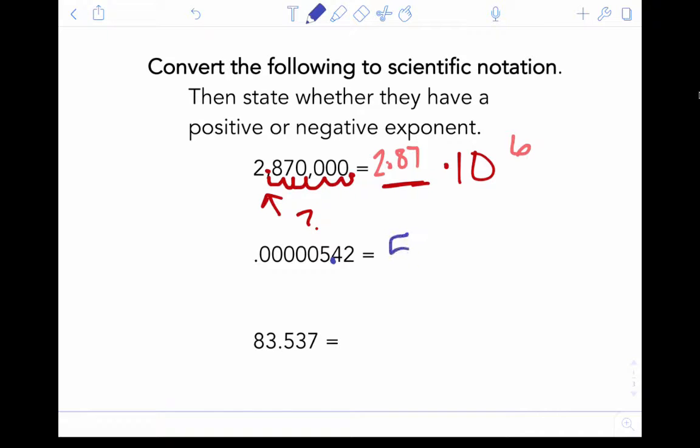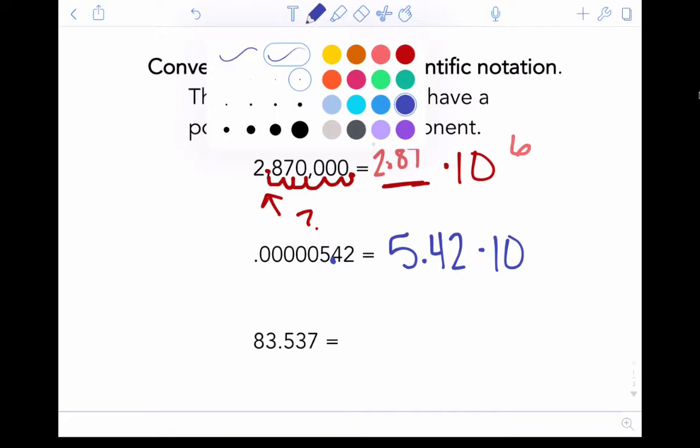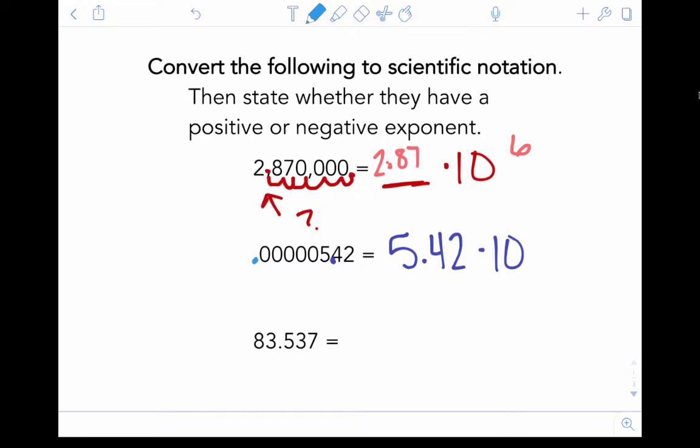So I have 5.42. Once again, those zeros are not necessary to write, because 0.00054.42 is the same thing as just 5.42. And this is going to be times 10 to a power, and I need to figure out what that power is. So this decimal started here, and I need to figure out how many spots it moved to get to here. So it moved 1, 2, 3, 4, 5, 6 times.